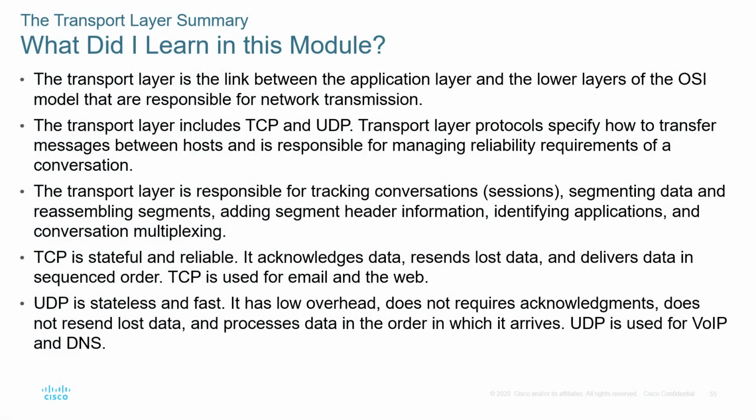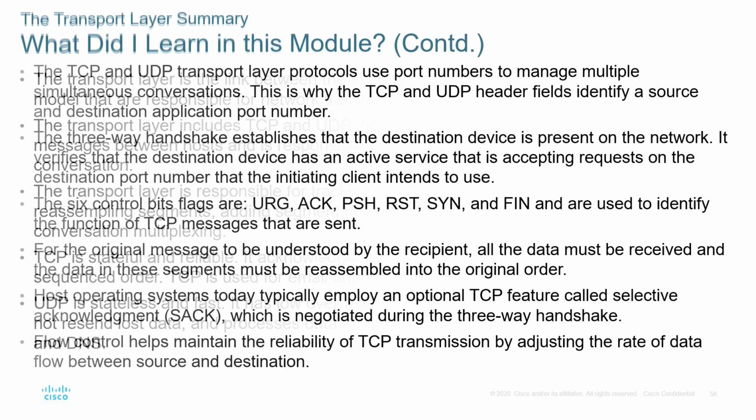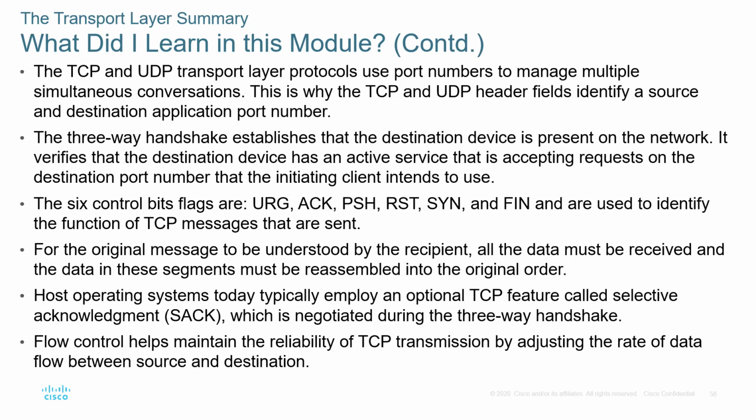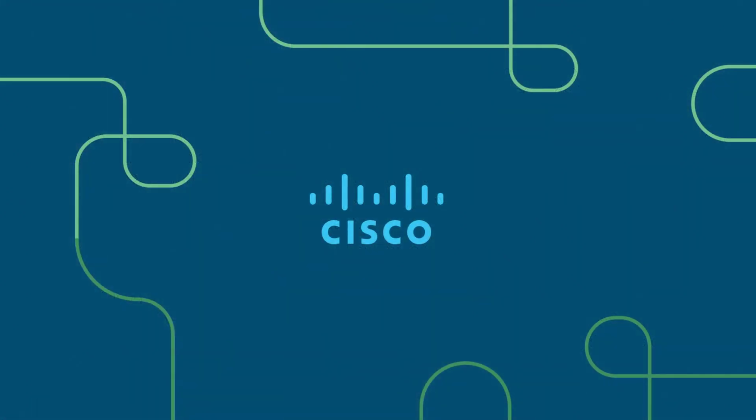We looked at the transport layer more in depth. We looked at TCP and UDP in depth, the overhead, the header information, stuff like that. We looked at TCP control flags: urgent, acknowledgement, push, reset, sync, and fin. We also looked at ACK versus selective ACK, and we looked at flow control and window size. And that is it for this chapter.